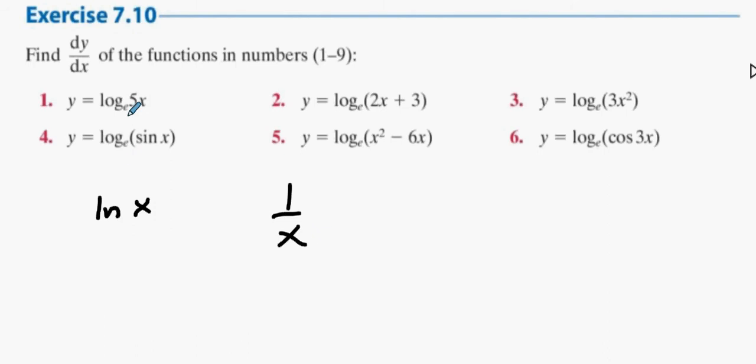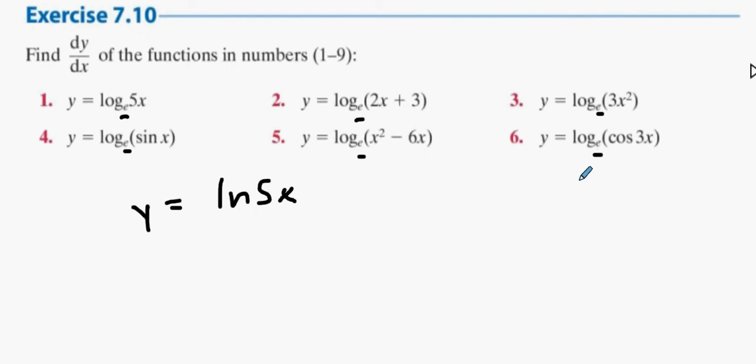What do you know about the base of every function? They're all base e. So what are they basically all? They're all ln's. If you have a base e on the bottom, it classifies as ln. So question 1 is actually y equals ln 5x.